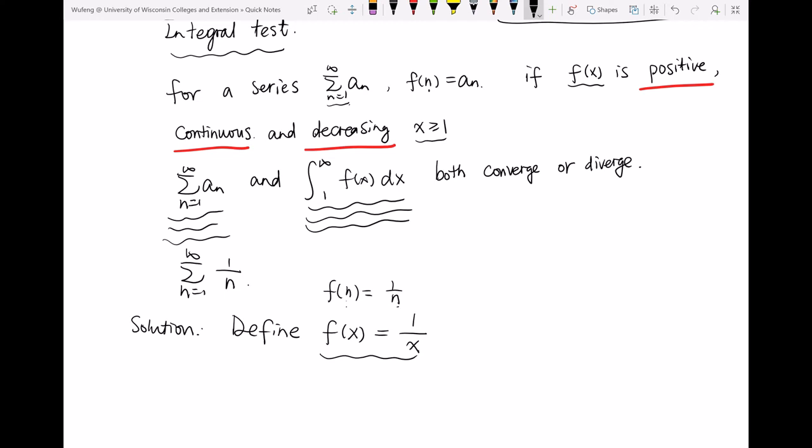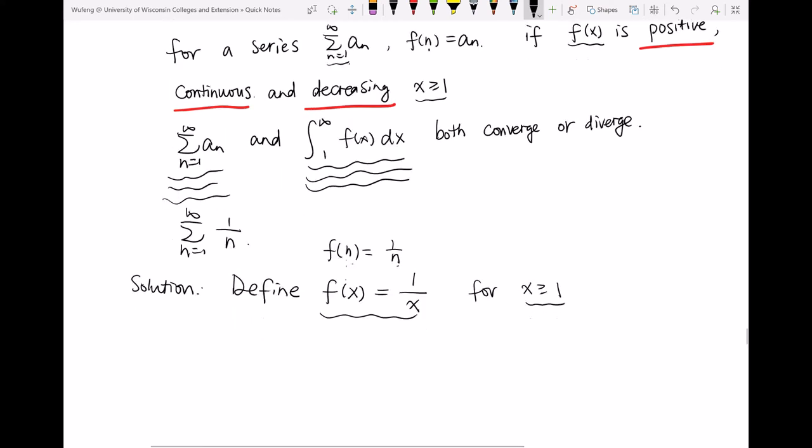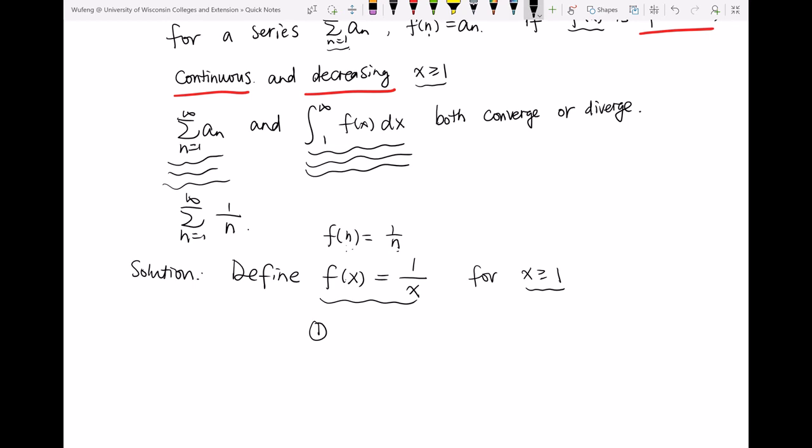Let's check three conditions first, for x bigger than or equal to 1, since n is starting from 1 to infinity. We'll check three conditions. First, f(x) equals 1 over x. Since x is positive, 1 is positive, you have two positive things in a division. So this one is positive for x bigger than or equal to 1. Second, f(x) equals 1 over x is continuous.